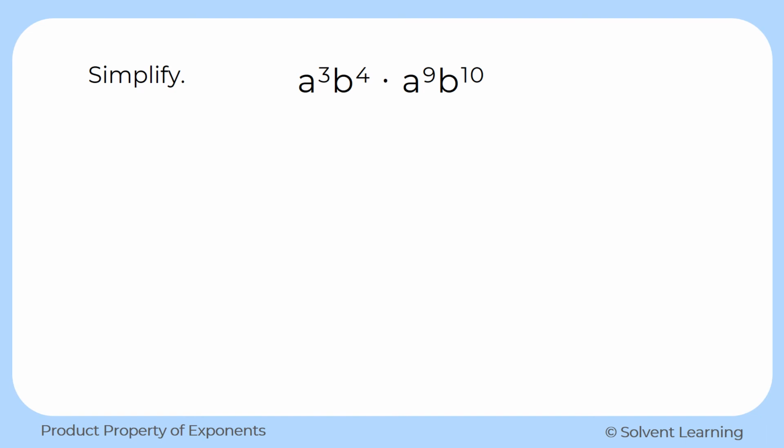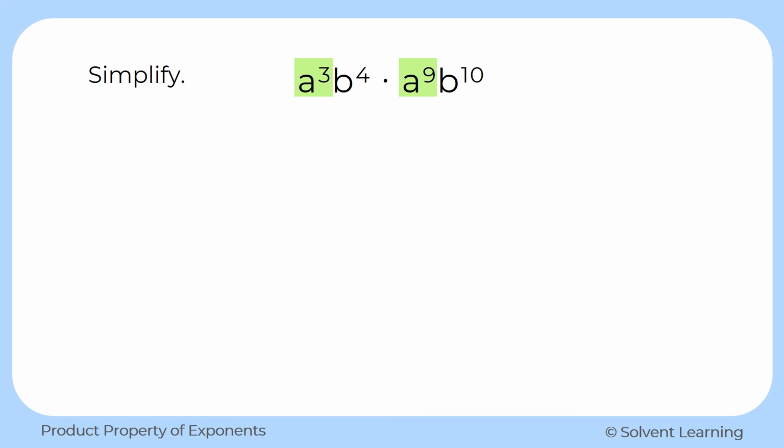So we really just have a whole bunch of exponent expressions being multiplied together here. But the process is going to be the same. Since we do have more than one variable though, we're going to focus on just one variable at a time. So first let's focus on our expressions that have a as the base.